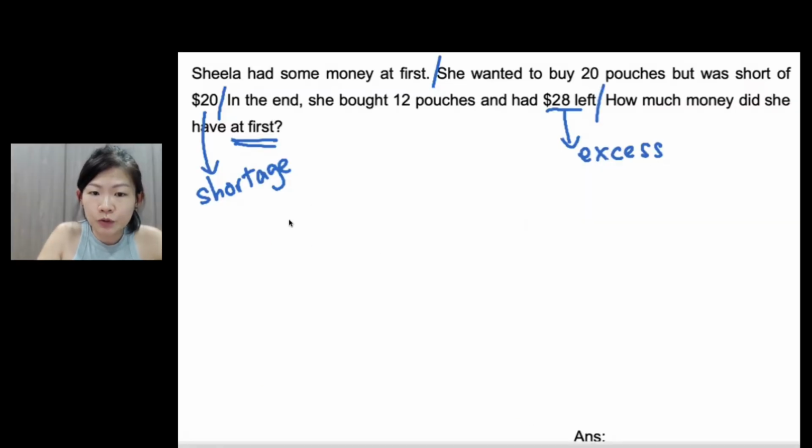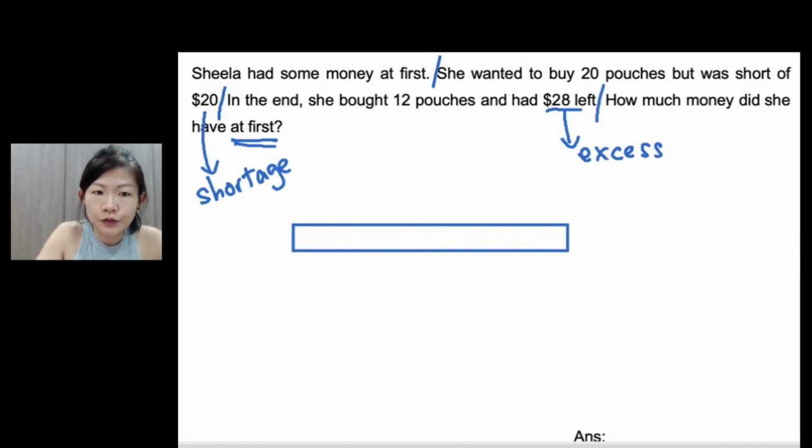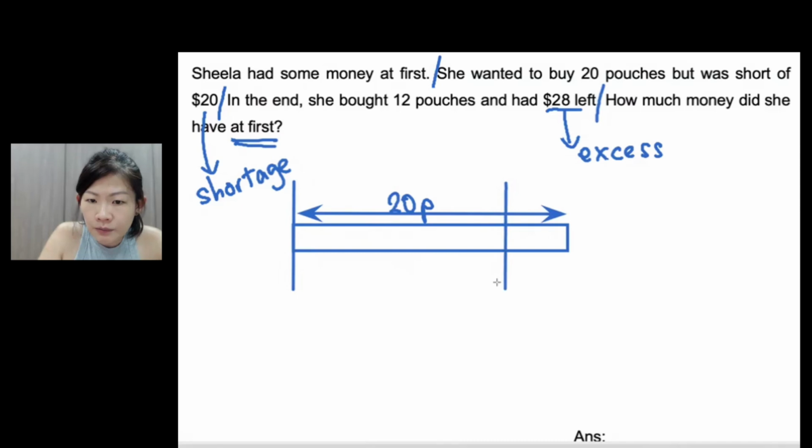All right, to solve the question, we will first start off with drawing a bar for the 20 pouches. Now, because we also know that she did not have enough money to buy all 20, we can actually indicate where her money could be. In this case, it can be somewhere from here, and this is just a rough guide. I'm just going to cut it somewhere here. And this is the $20 that she didn't have. Now, so that means her money would be here.